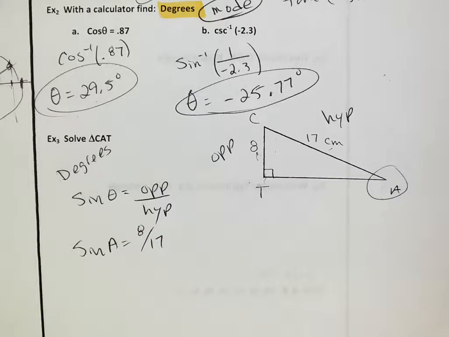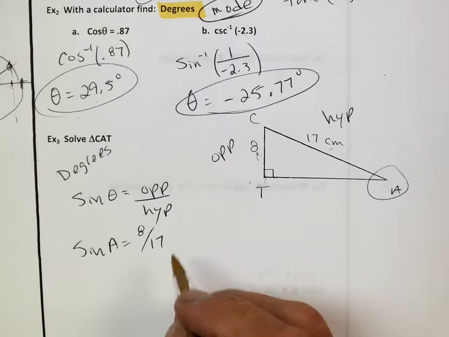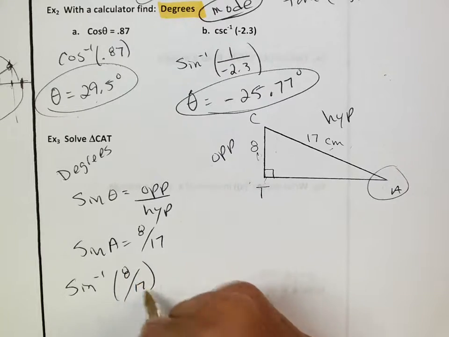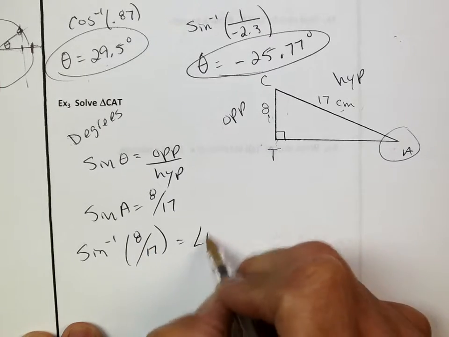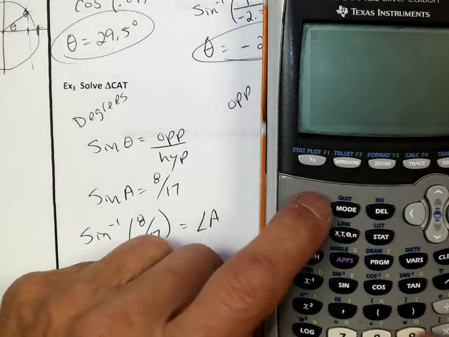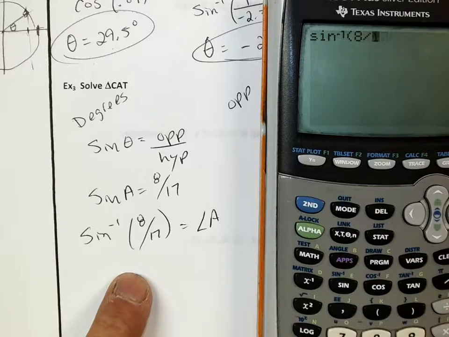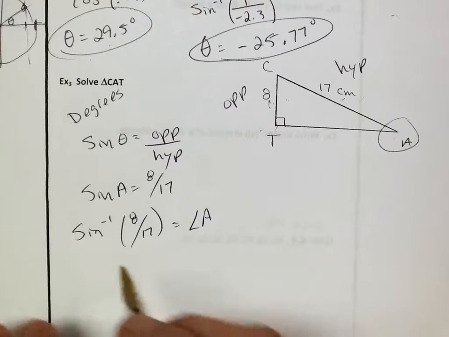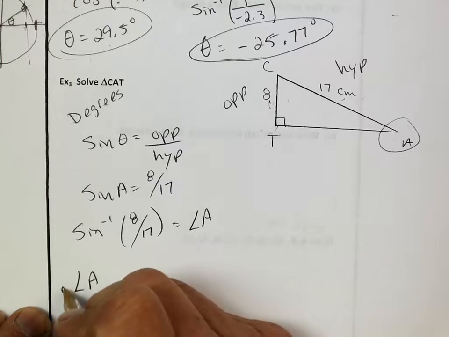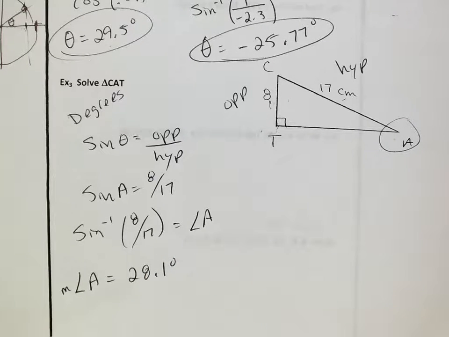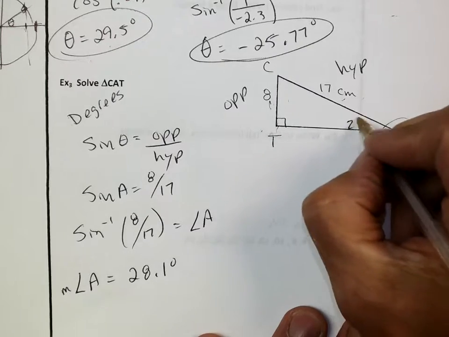But if I need to find the angle, I need to use the inverse button, okay? So I'm going to go sine inverse of 8 over 17 to give me angle A. Clear. Sine inverse 8 divided by 17. I got about 28.1 degrees, okay? So the measure of angle A is about 28.1 degrees. Again, if you need the angle, you have to use the inverse button. We've done this lots of times. I'm going to put a 28.1 here.